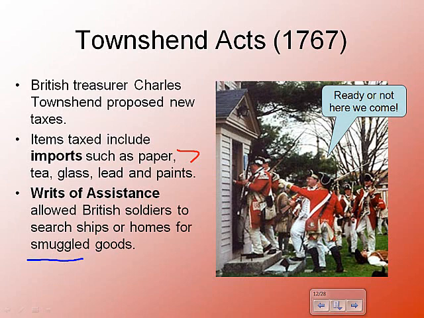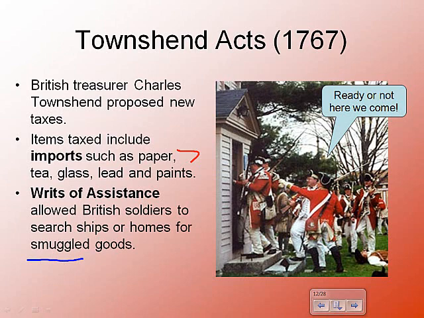In addition to just taxing these common household goods, you had this item called writs of assistance, and this allowed British soldiers to search ships or homes for smuggled goods. Okay, so you definitely want to add the items that are being taxed as well as the writs of assistance.